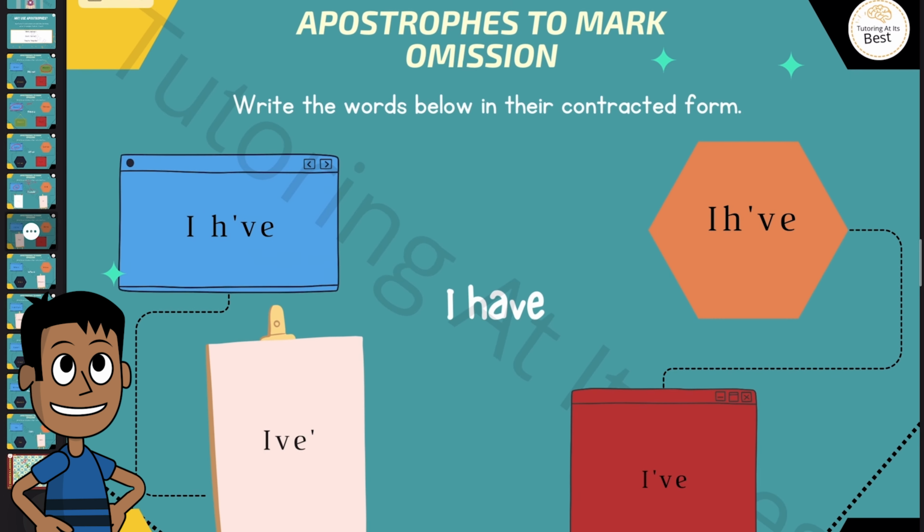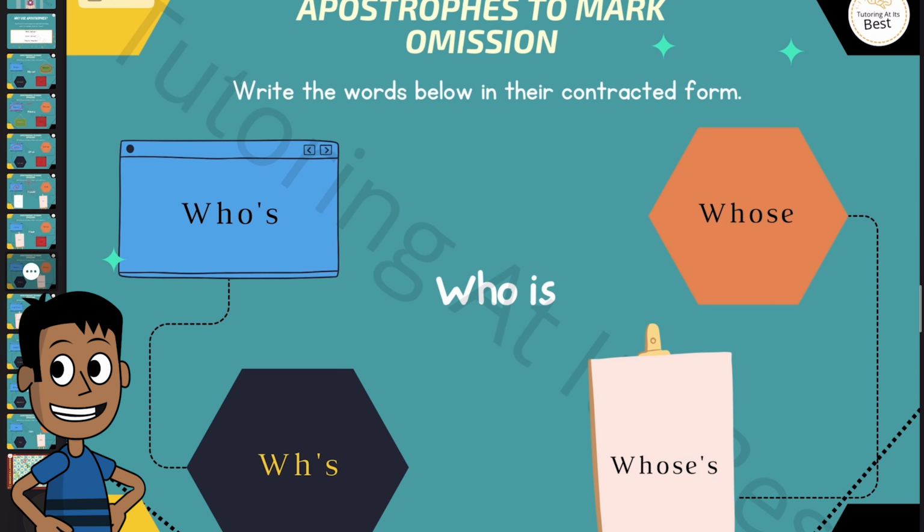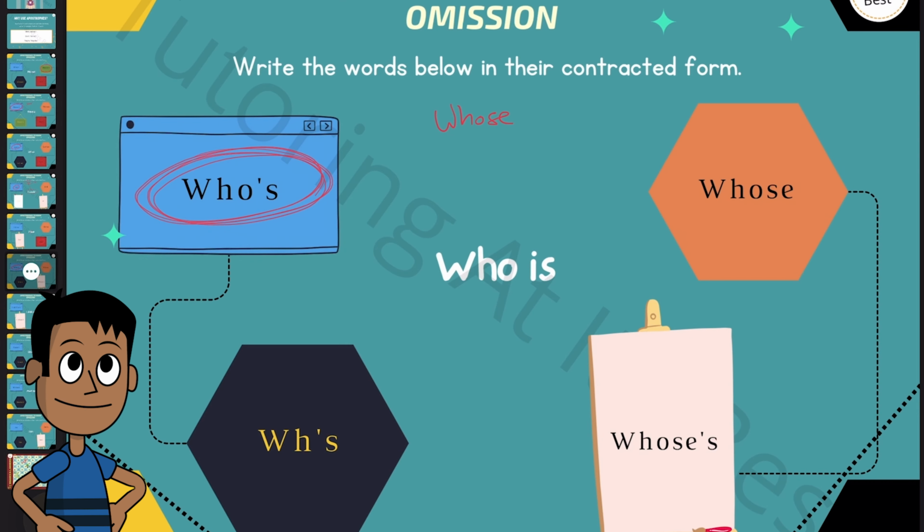Okay, let's move over to the next question. You're doing really well, so let's keep it up. So write the words below in their contracted form, and we have I have, which would be shortened for I've. So the HA is replaced by the apostrophe. And don't forget to put these in sentences as well. Okay, who is? So the correct answer would be who's in the top left. But once again, don't confuse this for whose, because whose is the possessive form of who. For example, whose is this rabbit?